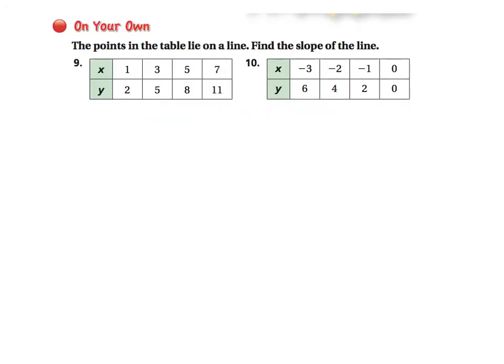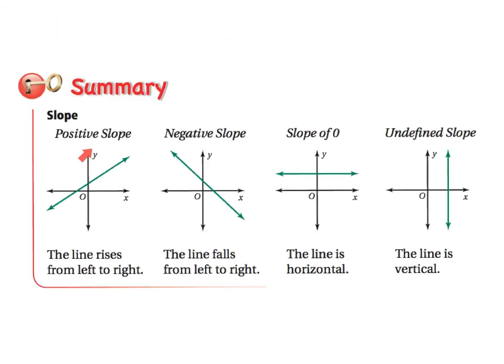For examples 9 and 10, if you wanted to do these on your own, which is completely up to you, you would find that 9 would give you 3/2 and 10 would give you negative 2. Your summary would look like this: a positive slope goes uphill from left to right, a negative slope falls from left to right, a slope of 0 is horizontal, and a slope of undefined is vertical.